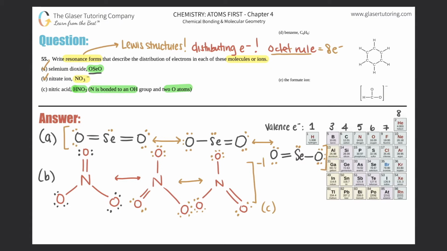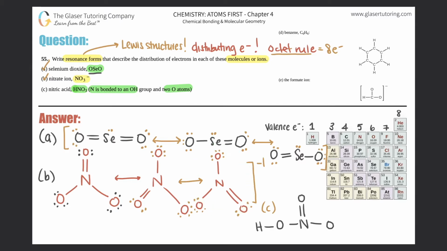So I'm going to say that nitrogen is going to be in the middle, surrounded by that OH group. So I will put the OH over here. And then it's bound to 2 oxygen atoms. So we have one like that, and we have one like that. So it kind of has the same structure as the nitrate ion.